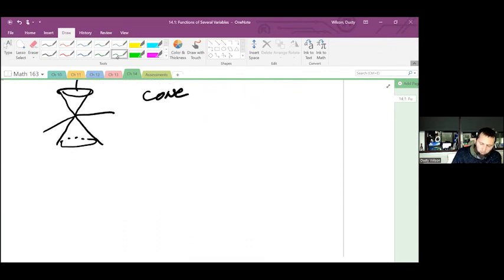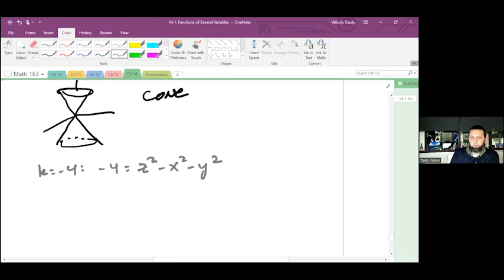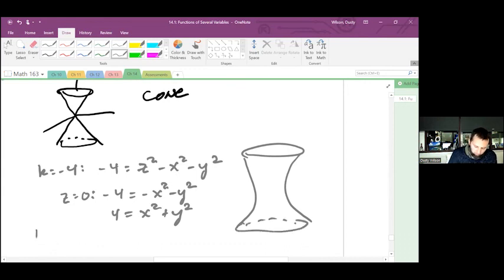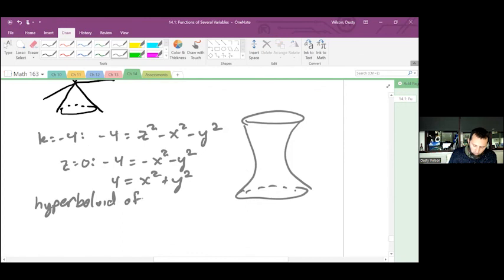And if we keep on going, again, we're going down by 4. So maybe I let k equal -4. So now I have -4 equals z squared minus x squared minus y squared. And I notice that if I let z equal 0, that would give me -4 equals -x squared minus y squared, or 4 equals x squared plus y squared, which is a circle with radius 2. We know what this is. This is a hyperboloid of 1 sheet, like the old cooling tower.